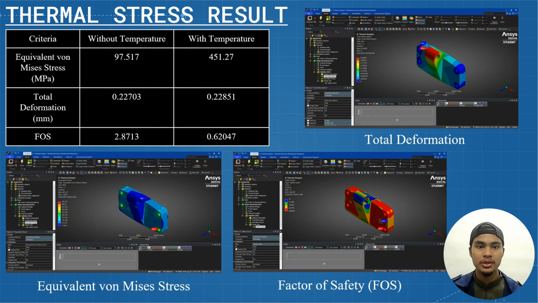For example, stress jumps 4.6 times, from 97.517 without temperature to 451.27 megapascal with temperature. Second, we spot hidden risks from the safety factor dropping 78%, from 2.8713 without temperature to 0.62047 with temperature. And last but not least, we want to see if it's a fix or fail. For example, if numbers get worse with heat, the design needs improvement, such as better materials or cooling.